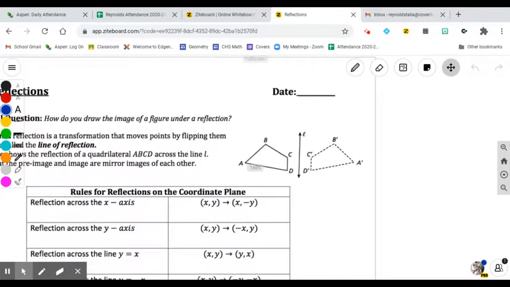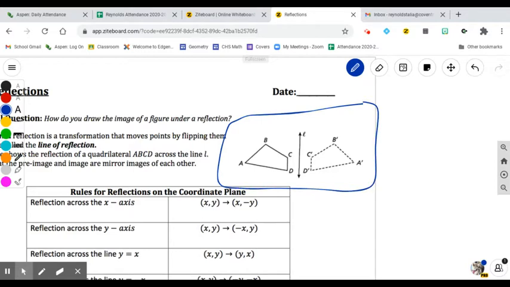Here's an example of a reflection that's not on the coordinate plane. We have this A, B, C, D. This is the pre-image. Remember, that means that's the original one. And it was flipped over this line of reflection, line L, and this is the image. Notice that each individual pair of points, like C and C prime, are the same distance to the line of reflection. B prime, same distance to the line of reflection. So that's what happens with reflections.